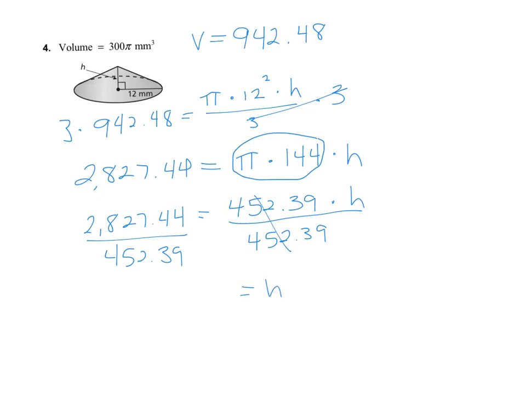So now I have 2,827.44 divided by 452.39 gives me 6.25 millimeters cubed. So two different ways to do the same problem. Let's look at number 5.